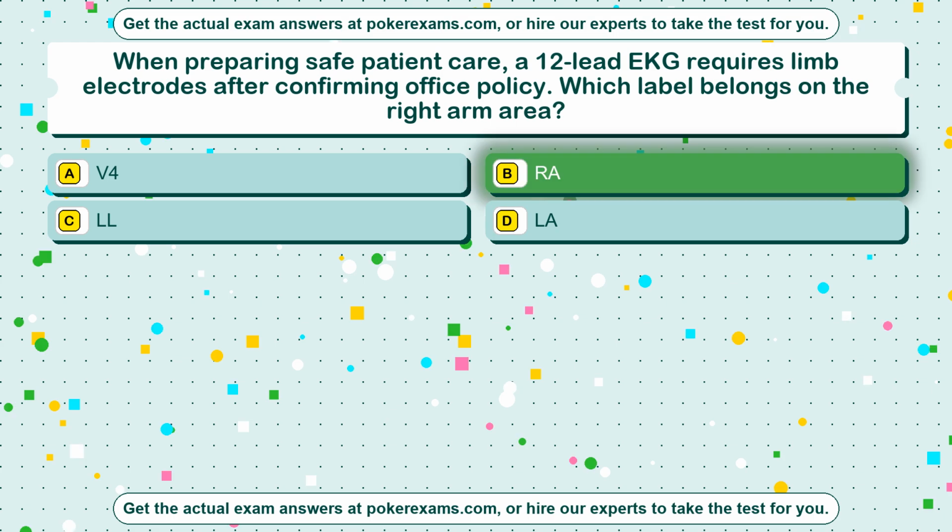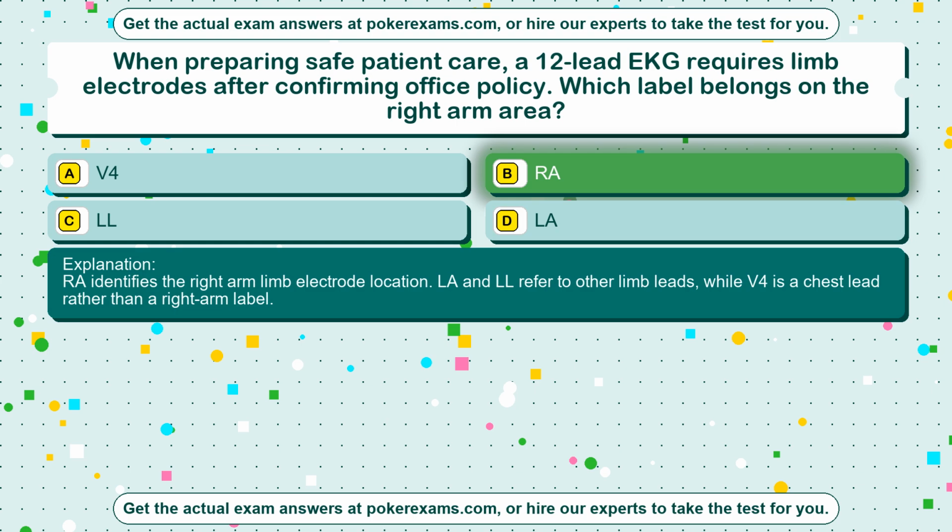The correct answer is option B, RA. RA identifies the right arm limb electrode location. LA and LL refer to other limb leads, while V4 is a chest lead rather than a right arm label.